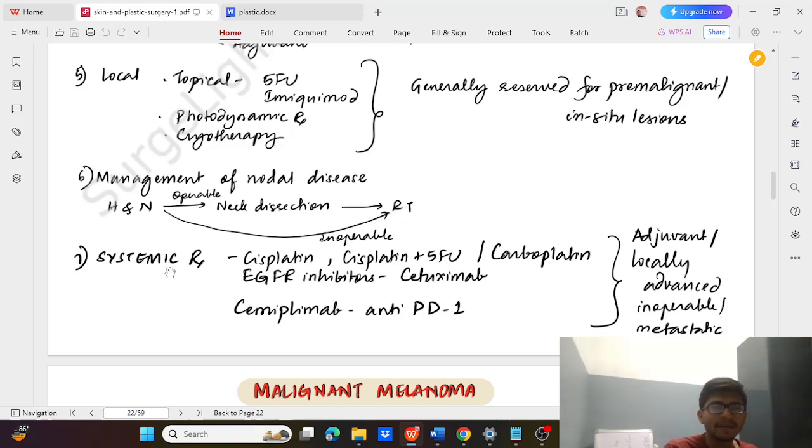Then for systemic therapy, these will be adjuvant or in cases of locally advanced, inoperable or metastatic stages. Systemic therapy will be cisplatin with 5-fluorouracil or carboplatin, EGFR inhibitors like cetuximab and cemiplimab, that is an anti-PD-1 inhibitor antibody.